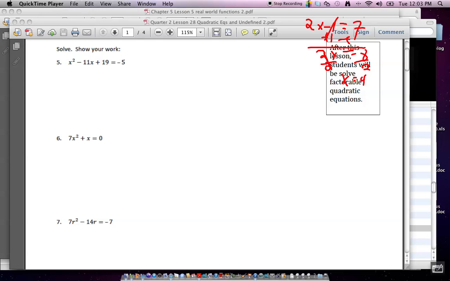And with quadratic equations, it's exactly the opposite. You want to get everything on the side of the stinky cheese. That is to say, everything on the side of the variable. Plus 5 plus 5. X squared minus 11x plus 24 equals 0. Now, the minute you get everything on one side, your next step is to factor.